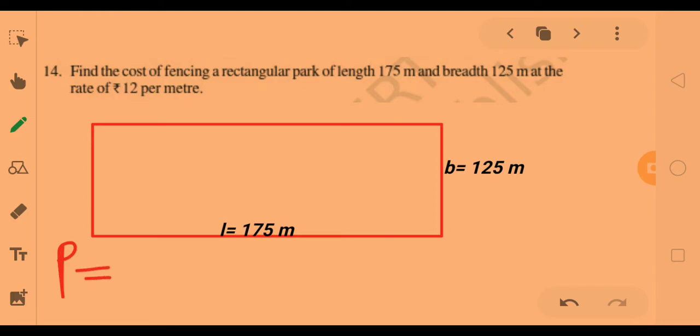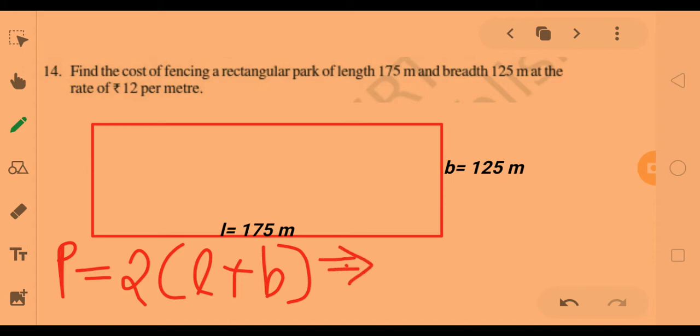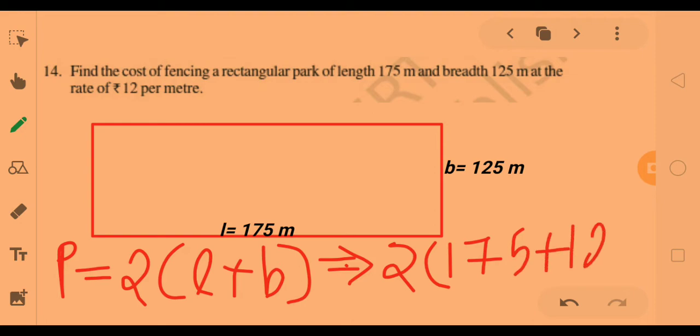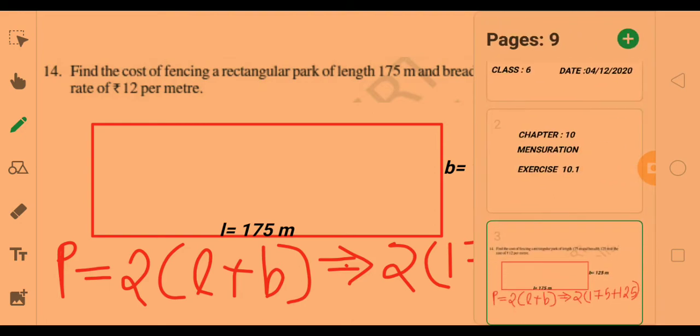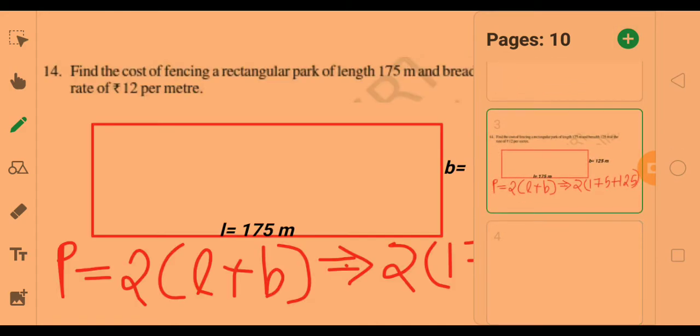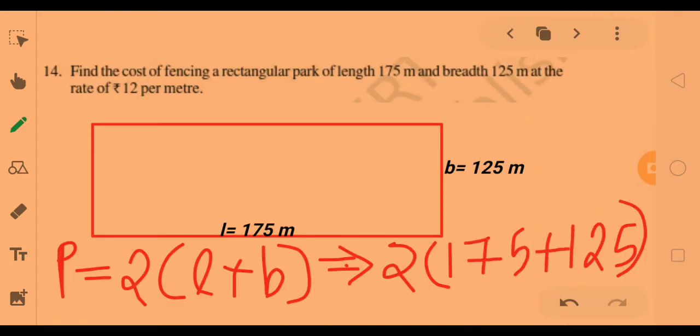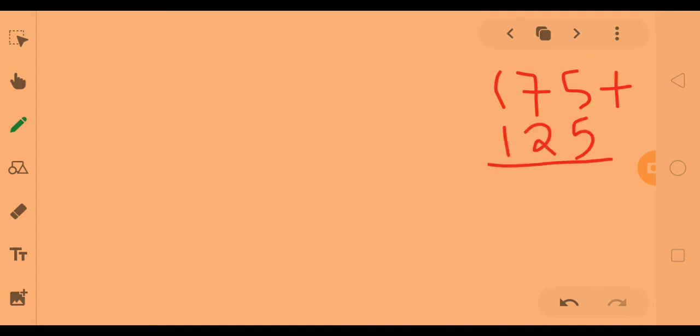So perimeter is equal to, the shape is a rectangle. So we find the perimeter of rectangle. So 2 times length plus breadth is the perimeter of rectangle. Then we substitute the value in the formula, that is 2 times length plus breadth. Here the length is 175 and the breadth is 125. So 175 plus 125. Let us add the numbers in the bracket first. That is 175 plus 125. So what we get?